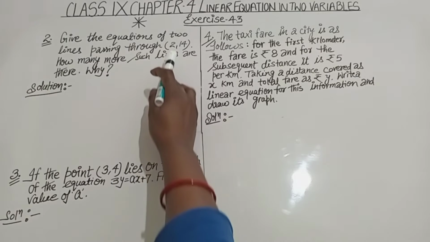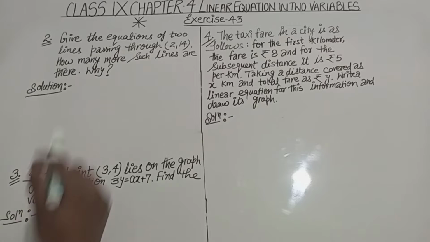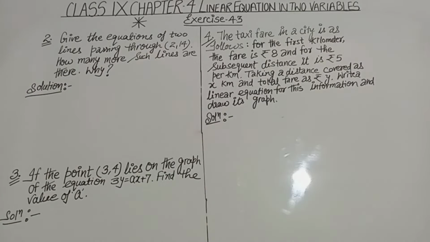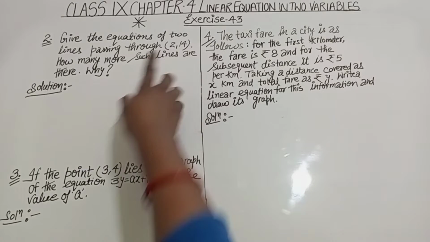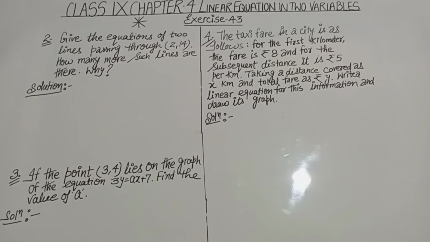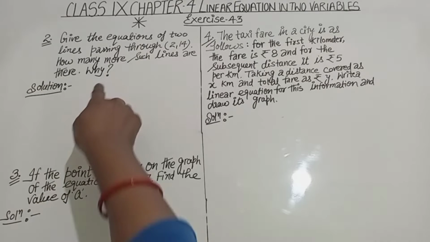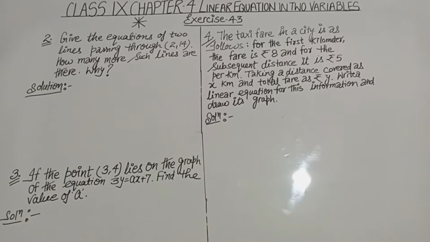So here (2, 14) is a point. It means how many more such lines are there? There are an infinite number of lines passing through any point. So at (2, 14) an infinite number of lines pass through, because through any point an infinite number of lines pass. But here we need to write only two lines.